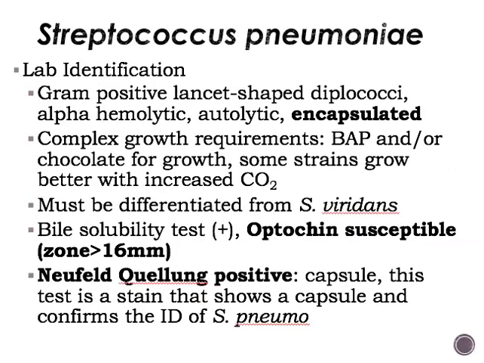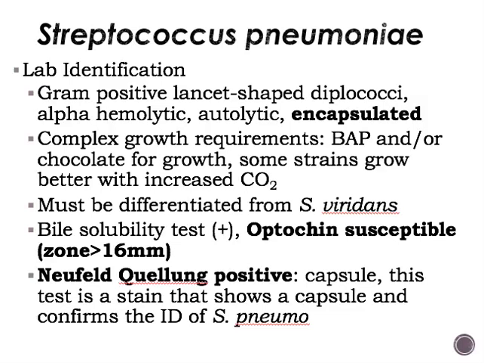Okay, lab identification. It's a gram-positive lancet-shaped diplococci. Lancet-shaped means that it's kind of football-shaped. Diplococci means they come in pairs. Sometimes you can see them in short chains. They're alpha hemolytic. They're encapsulated.